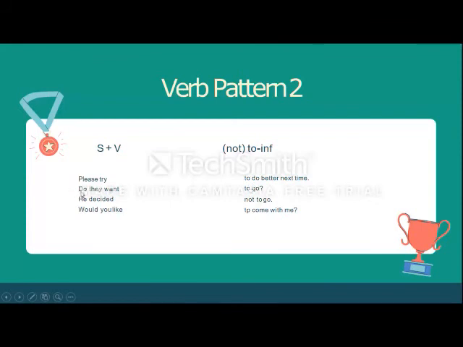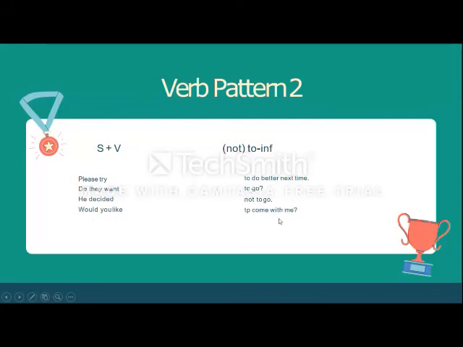And the question, do they want to go? This is a question sentence. Do as the auxiliary, they as subject, want as the verb, and then to go as to infinitive. Now we'll make a negative sentence. He decided not to go. He is the subject, decided the verb, not is for the negative, and then followed by to go.